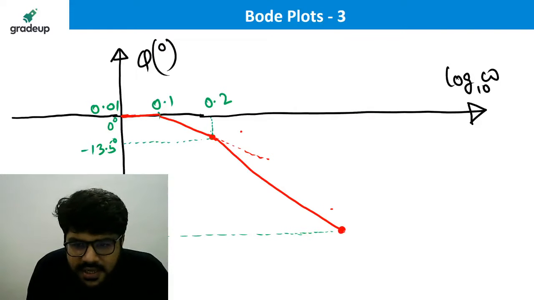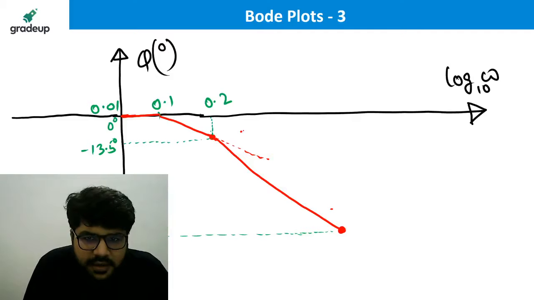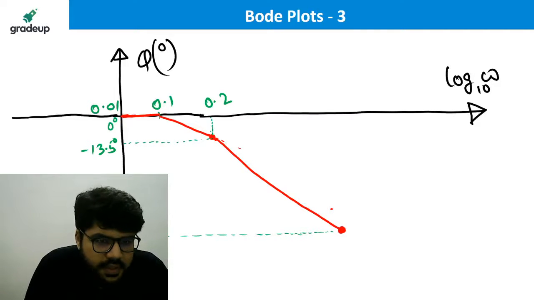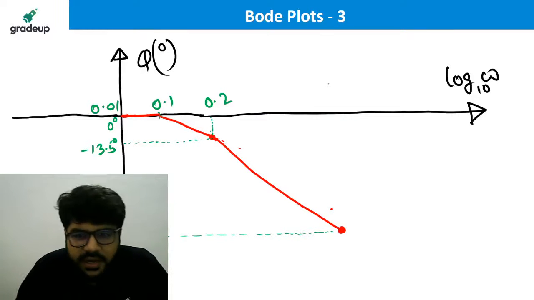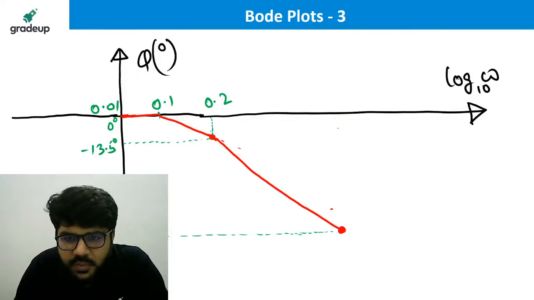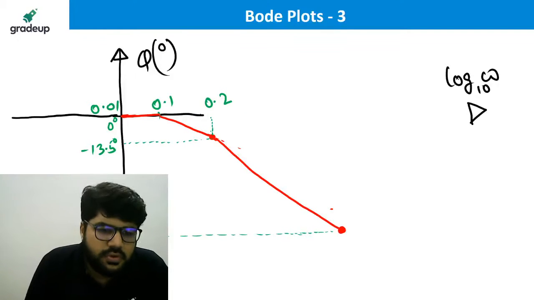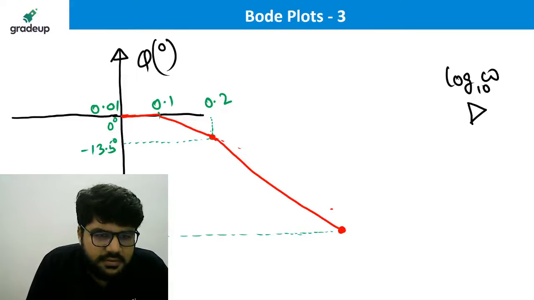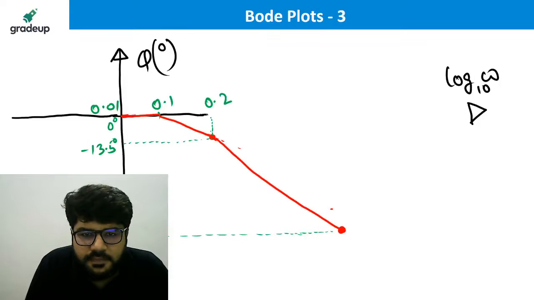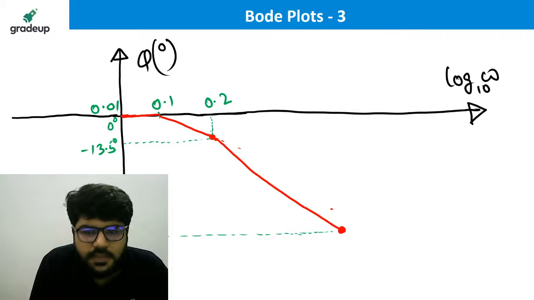Okay. This is the next slope change point, and that occurs at what frequency? This. Oh, this eraser. No problem.